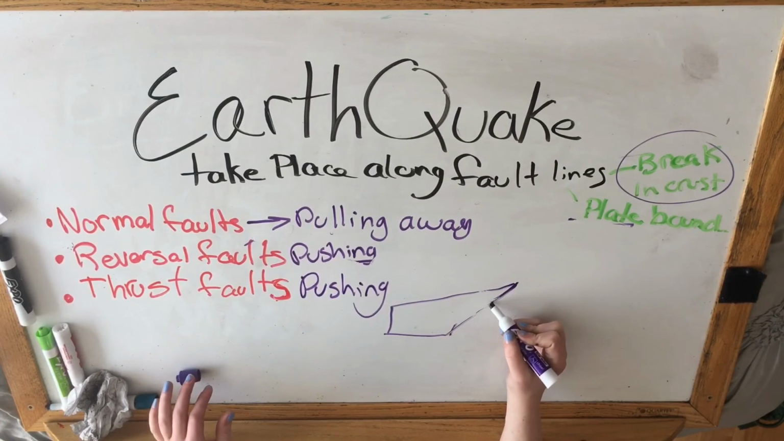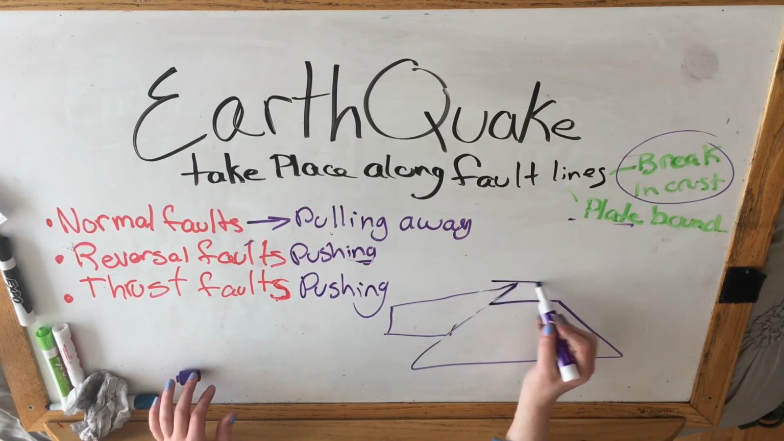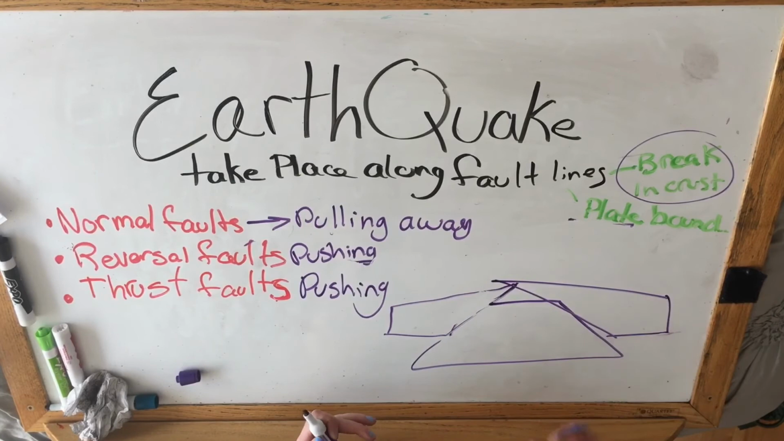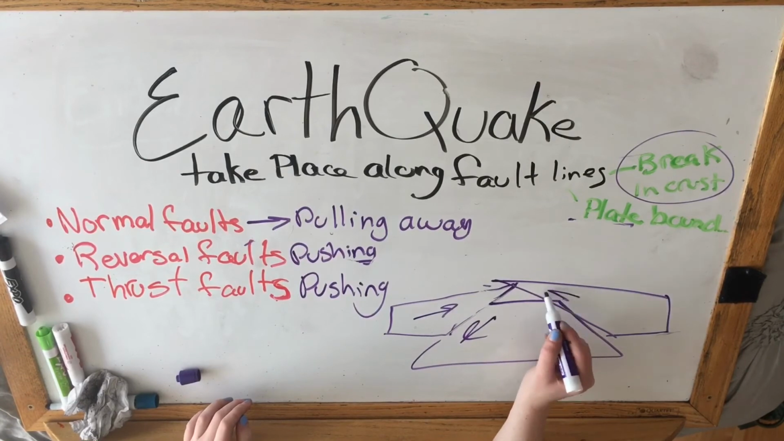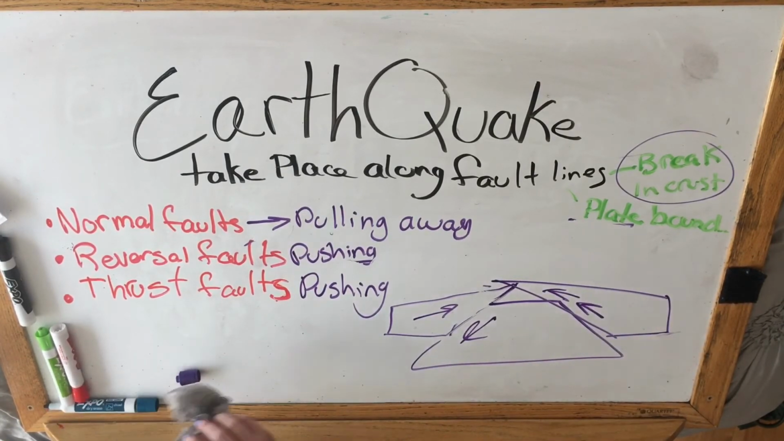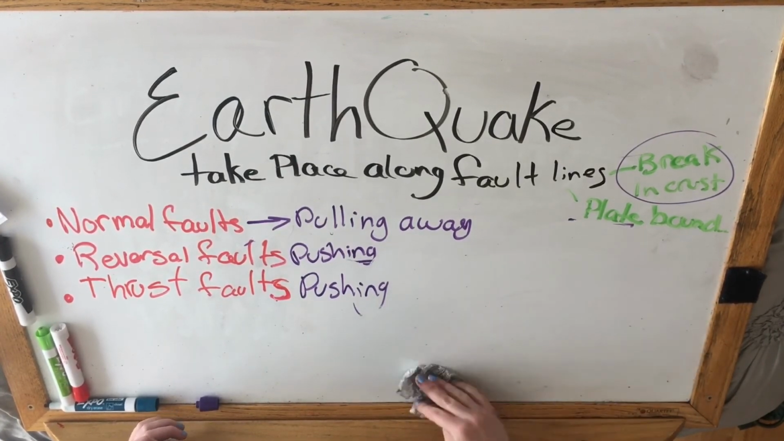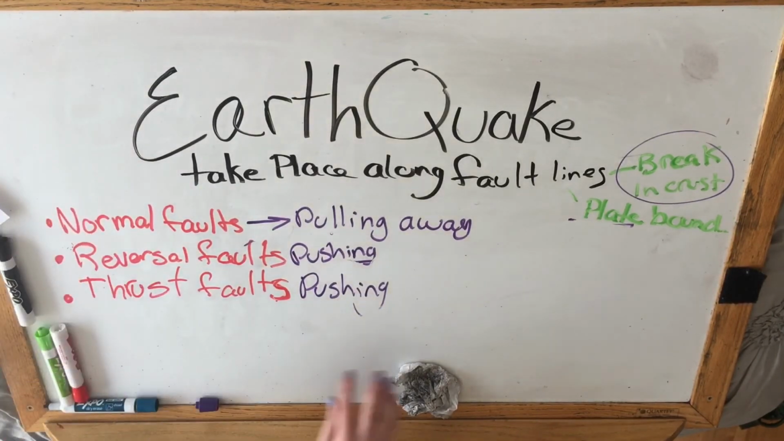And so here you have your falling piece of land, and then this is like thrusting over here, and this goes downwards and inwards and upwards. So that is a thrust fault. So next we're going to be talking about, first of all, friction.